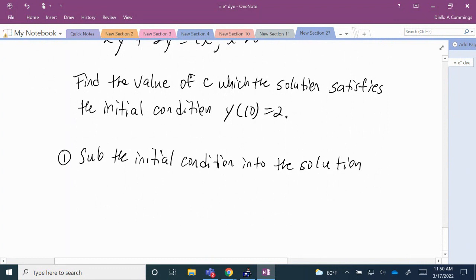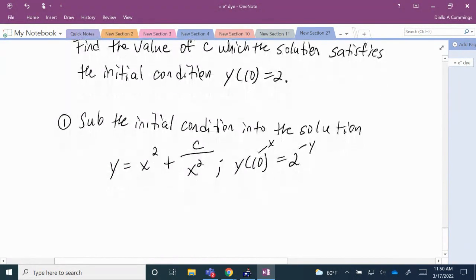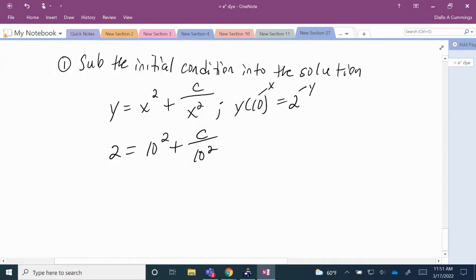When I say solution, a solution of a differential equation is an equation. So to actually write that out, I'm going to write y is equal to x squared plus c divided by x squared, and we're going to substitute in y of 10 is equal to 2. Keep in mind that we're going to substitute y for 2, we're going to substitute x for 10, and we're going to solve it for c. So y, which is 2, is equal to x squared, so we substitute x for 10, plus c over 10 squared. 10 squared is 100, so we have 2 is equal to 100 plus c divided by 100.